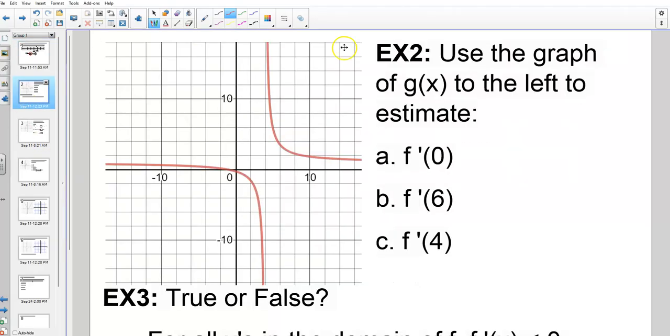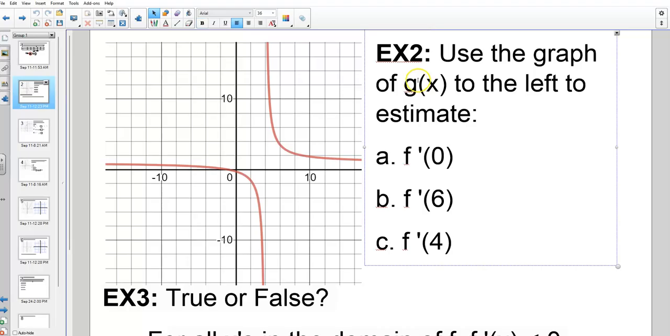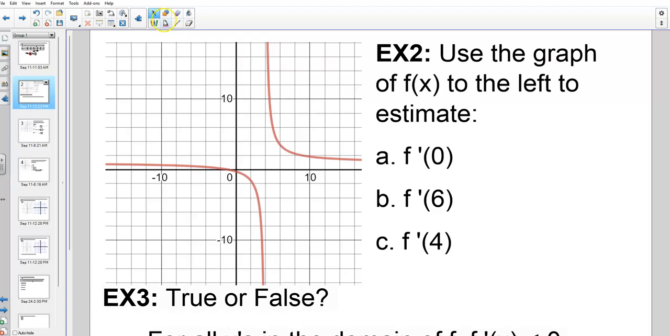All right, so we are supposed to use the graph of g of x to the left to estimate f of 0, f prime of 0, f prime of 6, and f prime of 4. So if you're given a graph and you're estimating, you're thinking about slope of the tangent line. There is a typo on this one. All of those say f, and this says g. So let's change this to an f so that those match, because otherwise you're not really going to be able to answer the question. So at 0, we're looking at this point right here on the graph, and we're thinking about what a tangent line would look like.